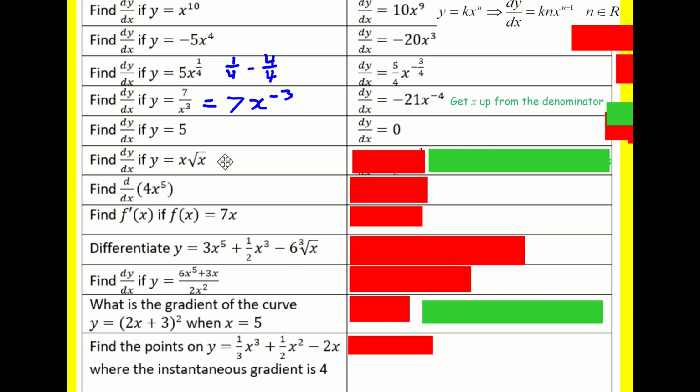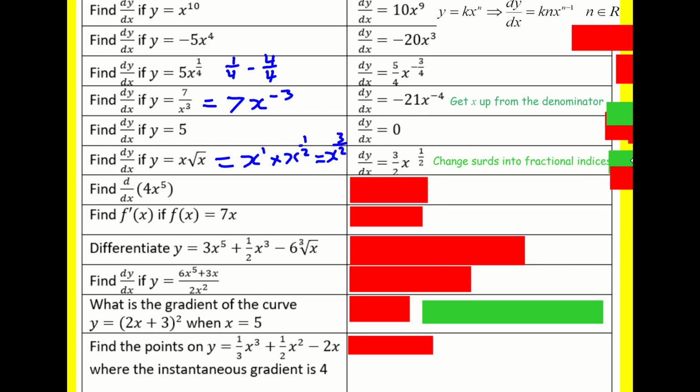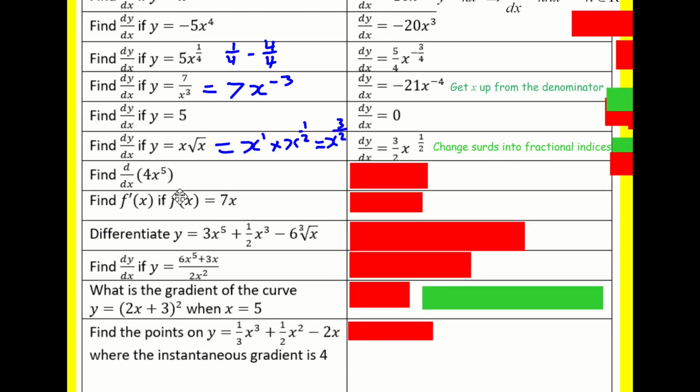Okay, next one's a bit tricky. We don't have it as x to the power of something at the moment, but we can do it. We can write it as x to the 1 times x to the half. Again, you need to know your fractional indices. You add them together, you're going to get x to the 3 over 2. That's what 1 plus a half is. And then it all falls out. 3 over 2, x to the half. Bring the 3 over 2 down, minus 1 from the numerator. So change surds into fractional indices is the key point here when you're differentiating.